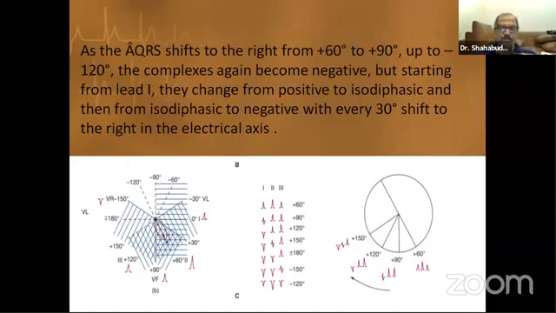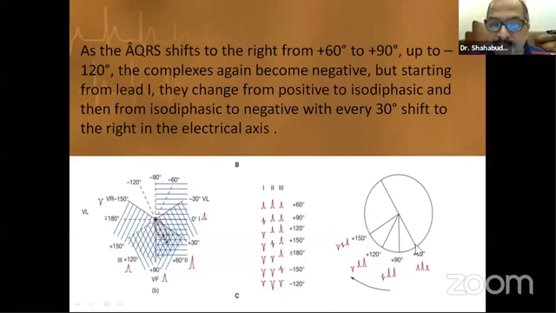But if we consider shifting to the right, the same thing will happen, but here the change will take place in lead 1. As the QRS axis shifts from plus 60 degrees to plus 90 degrees and up to 120 degrees, the complex becomes negative, starting from lead 1, changing from positive to isodiphasic and from isodiphasic to negative with every 30 degree shift to the right of the electrical axis. It is as simple as that.